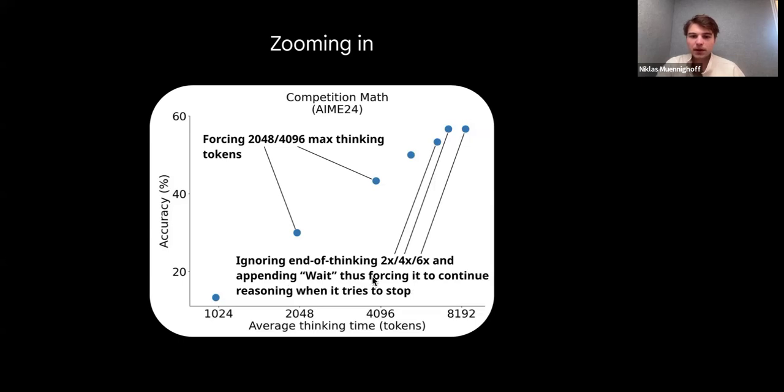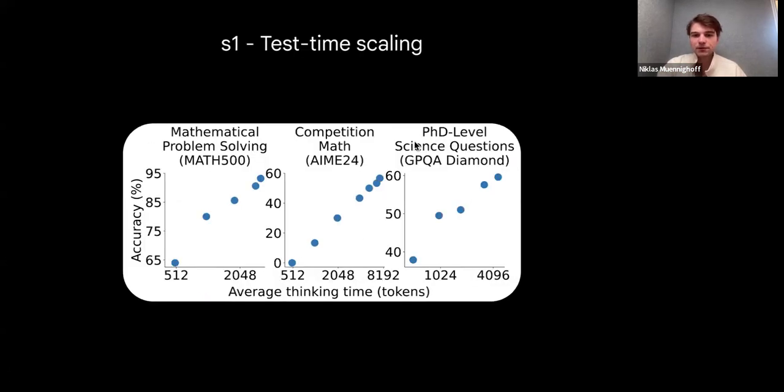So for each of these, we append "Wait" and force it to continue reasoning when it actually tries to stop. So it doesn't always help. Sometimes we insert "Wait" and the model says something along the lines of, wait, I should recheck it. But actually it's correct. Let me finish. So it might not always change its answer, but quite often it does. So this is how it looks in detail, and it's similar for the other two, for MATH 500 and GPQA.